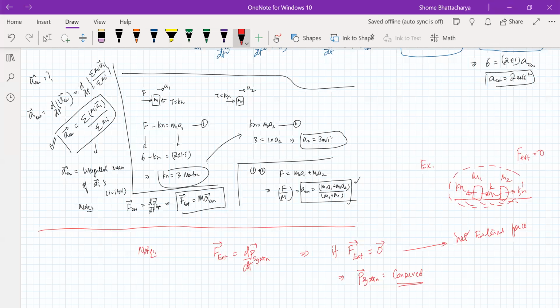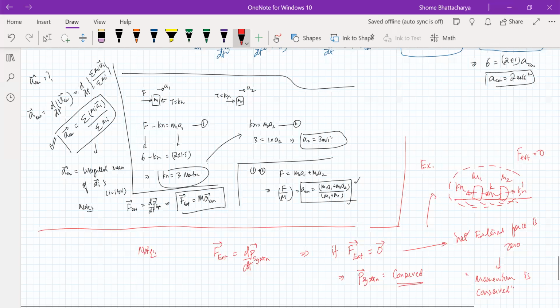So if the net external force is 0, then the system's momentum is conserved. It's constant in momentum. So this is an important category of applications which we'll see, which is momentum conservation.